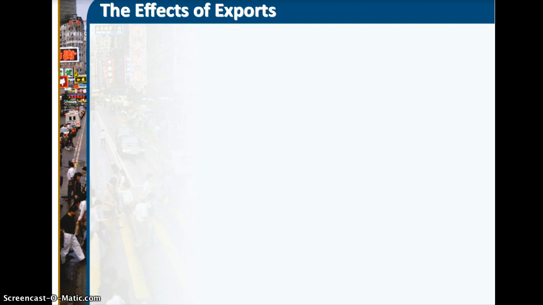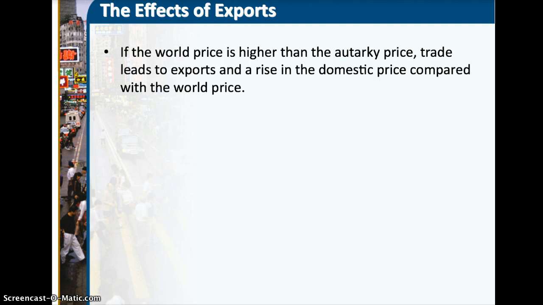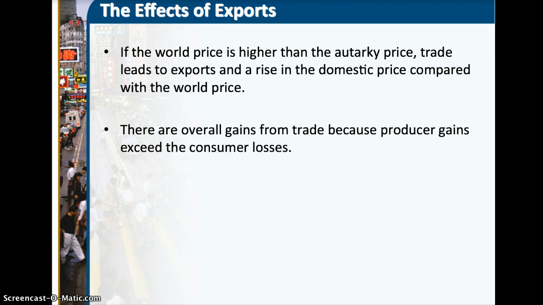The effect of exports. If the world price is higher than the autarky price, trade leads to exports and a rise in the domestic price compared with the world price. There are overall gains from trade because producer gains exceed the consumer losses. The graph that follows shows the domestic market with exports.